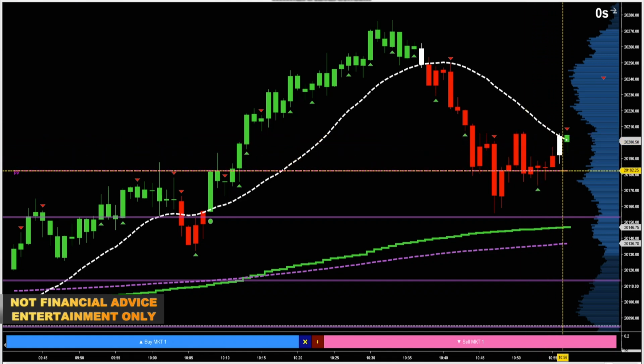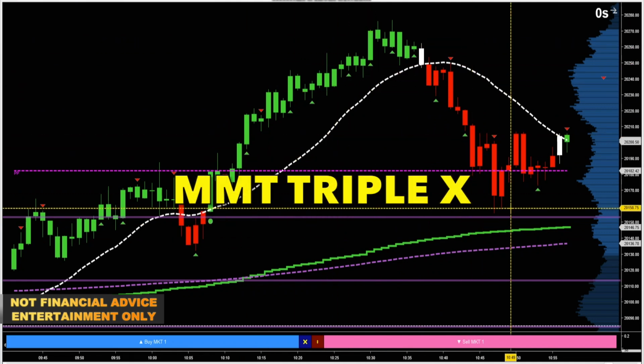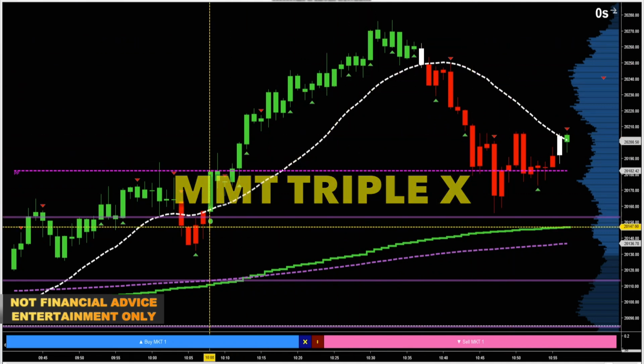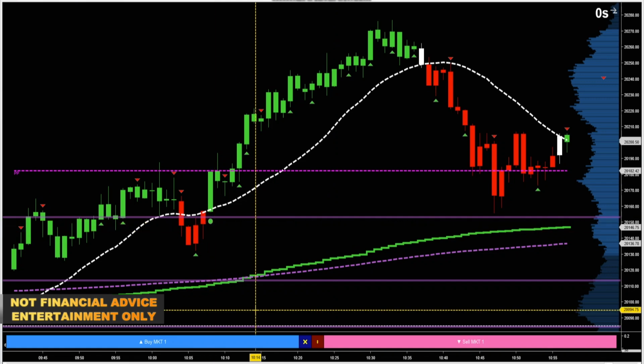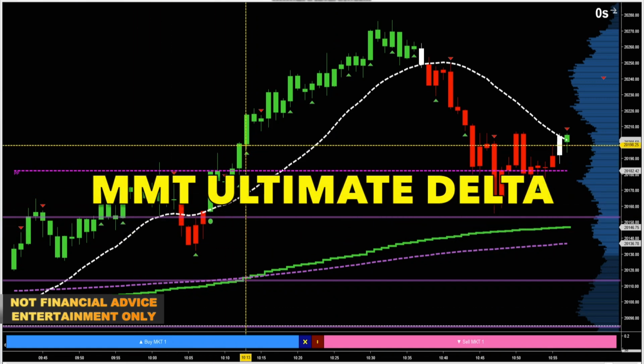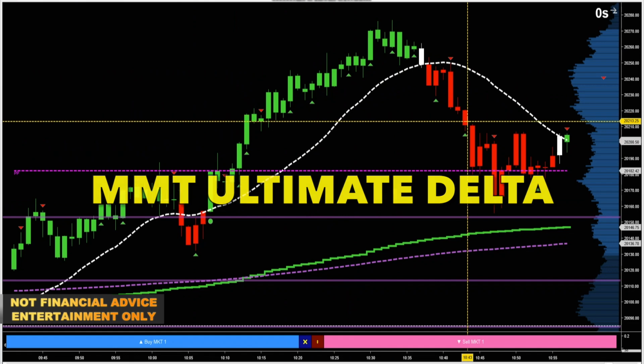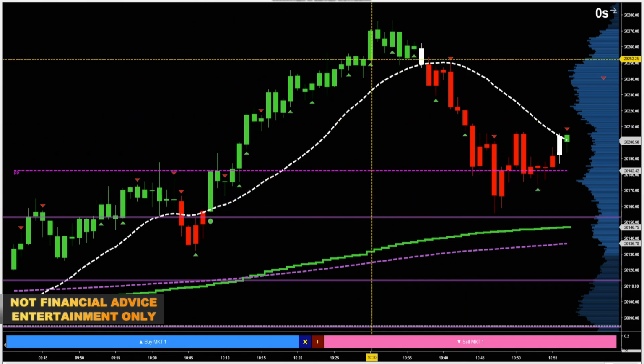And here we are almost 11 o'clock. I'd be done trading. So I just wanted to break down a couple of features on some of my favorite indicators. Got the MMT XXX painting the candle colors and the triple moving average crossover dots. And I've got the MMT Ultimate Delta printing these delta waves. They've been very helpful signals for me.